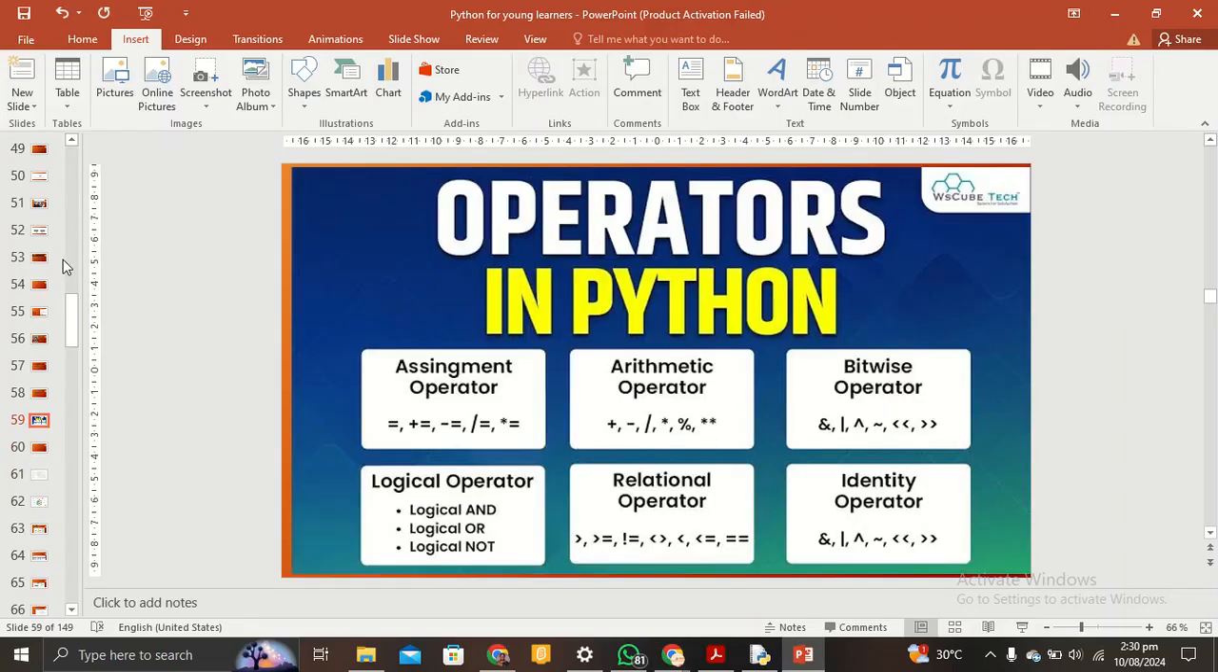Yes, ma. Okay. So today we will talk about operators in Python. Operators in Python. What do you think operators are? Have you heard the word operator before? What do you think they are?